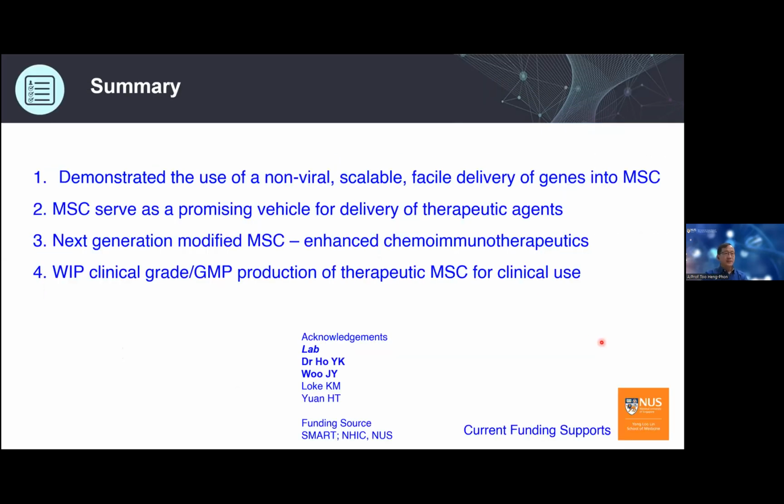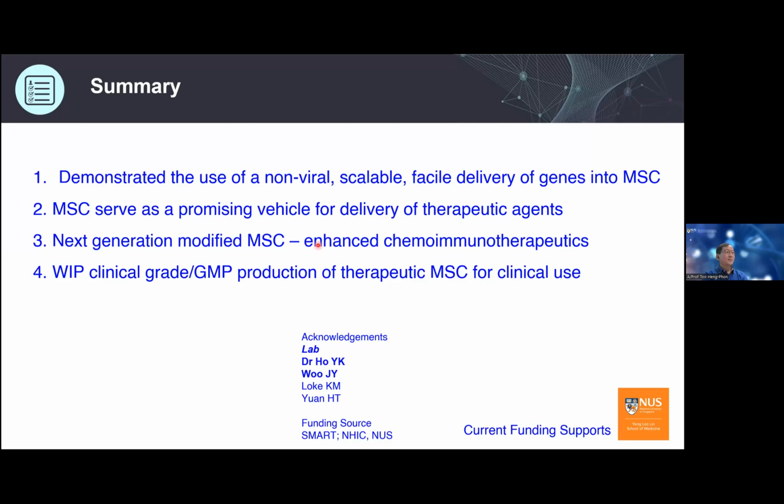So summarizing what we have done is as follows. I've demonstrated the use of a non-viral, scalable, very facile way of delivering genes to the MSC. And if you work in the MSC area, you realize it's not easy to transfect cells. MSC, as I have shown you, is a promising vehicle, and it can deliver therapeutic agents.